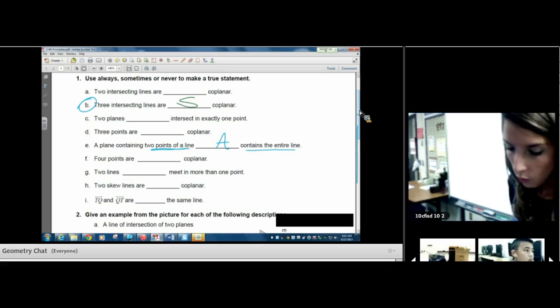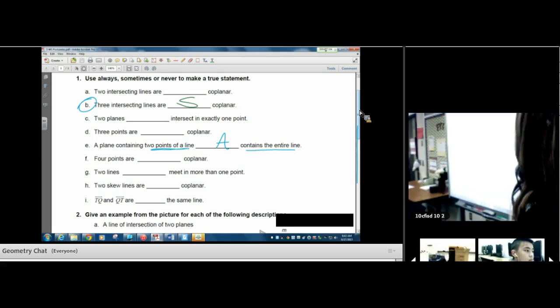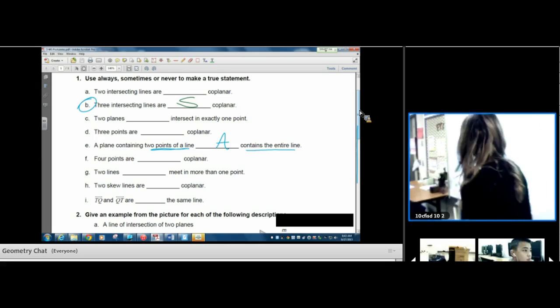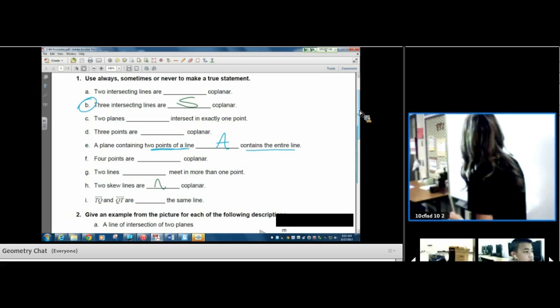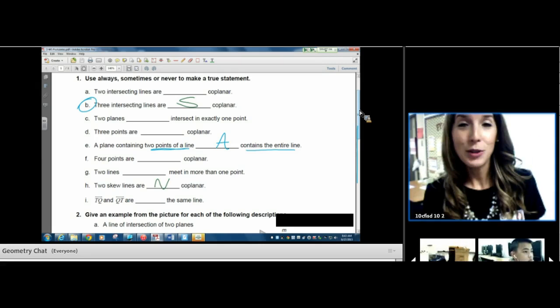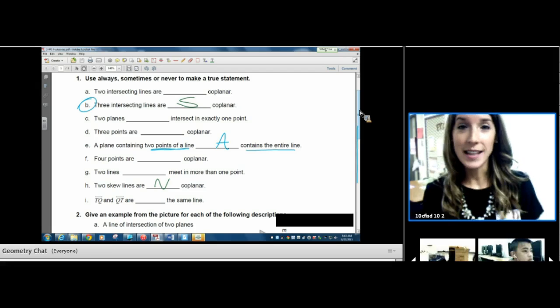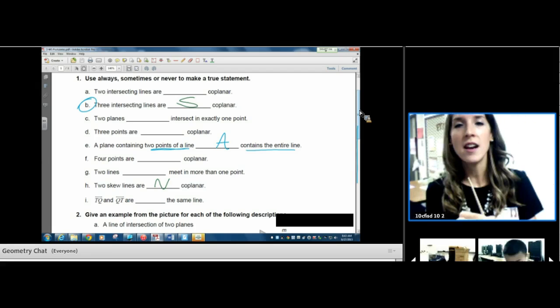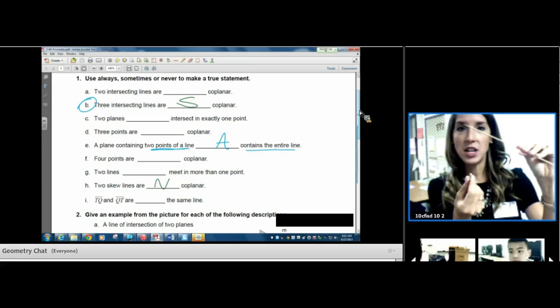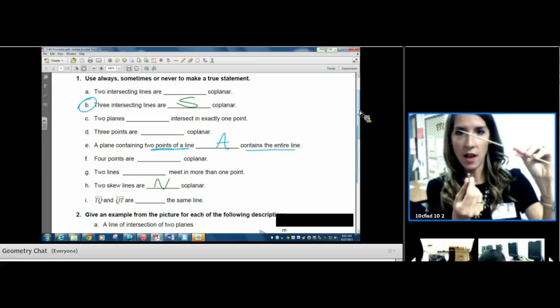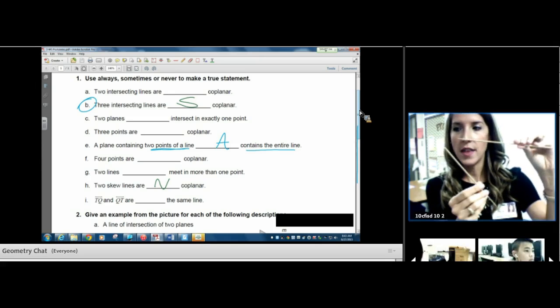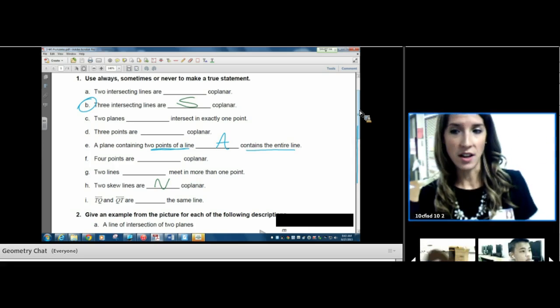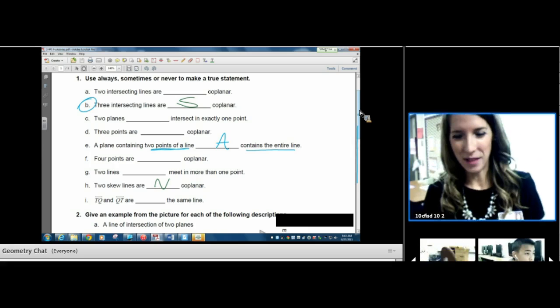All right? 1H. 2 skew lines are never coplanar, because if you look at your definition of skew lines, which hopefully you studied definitions last night, skew lines by definition are non-coplanar lines that do not intersect. They're non-coplanar by definition. Therefore, they can't ever be coplanar.